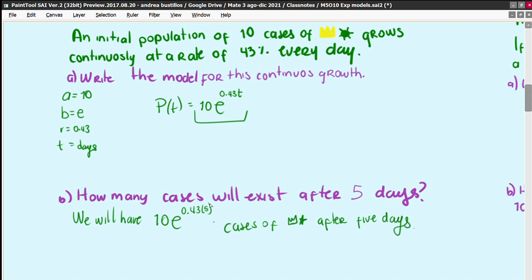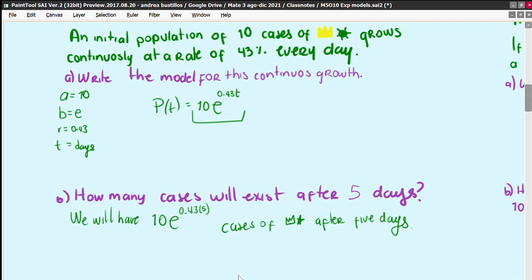Okay, if we want to simplify this, just multiply 5 times 0.43, and this is 10 times e to the power of 2. That's enough. You can do it by hand.